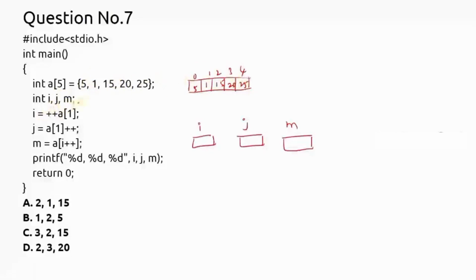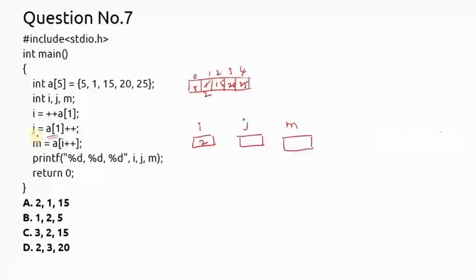Now int i, j, m are declared. The i value is plus plus a of 1. Now if you observe, what is a of 1? a of 1 is 1. So it is pre-increment. That's why first it will increment, then assign. So 1 will be incremented, that is 2. So the i value will become 2. Anyway, a of 1 will be incremented to 2 here.